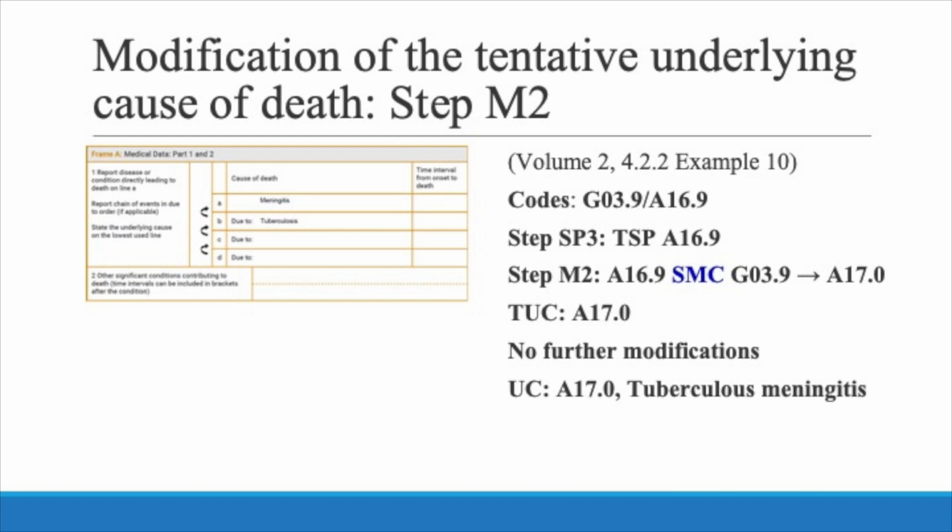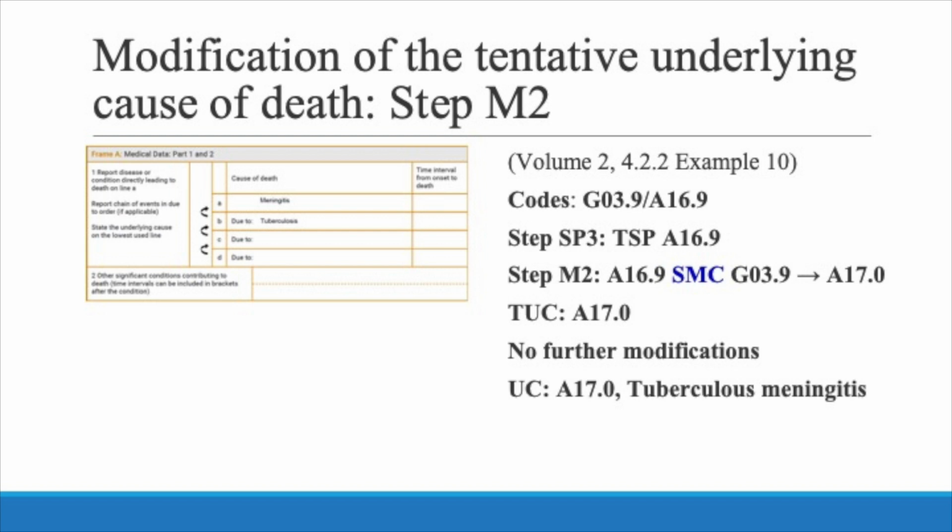On this slide, we have a detailed explanation of the coding and selection and modification of example 10. On this example, on line A is recorded meningitis due to, on line B, tuberculosis. Applying an ICD-10 code number to each cause of death reported, I selected G03.9 for line A and A16.9 for line B. An application of step SP3 selects a tentative starting point of A16.9, tuberculosis unspecified.